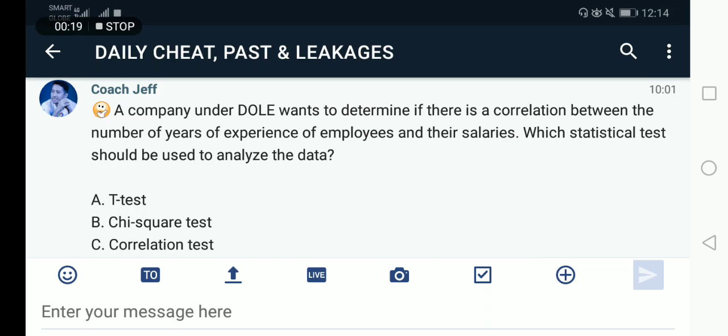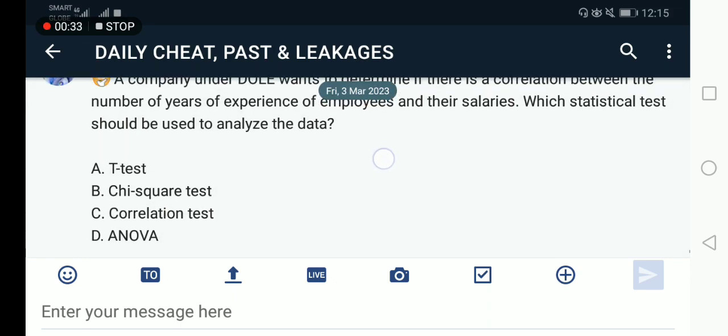The question, top ones. A company under DOLE wants to determine if there is a correlation between the number of years of experience of employees and their salaries. Which statistical test should be used to analyze data? A. T-test, B. Chi-square test, C. Correlation test, and D. ANOVA.